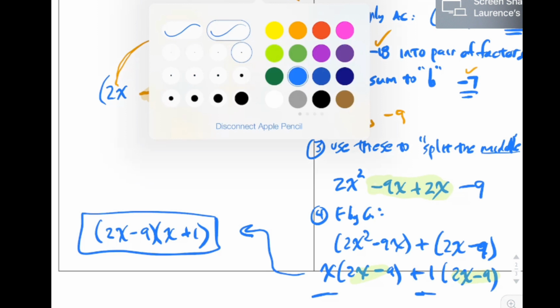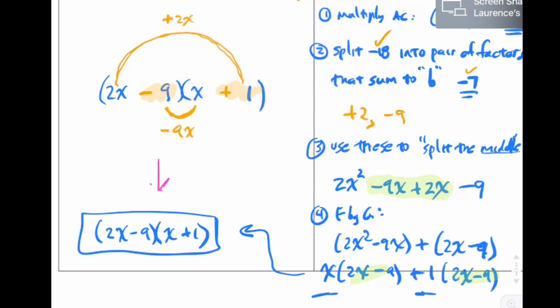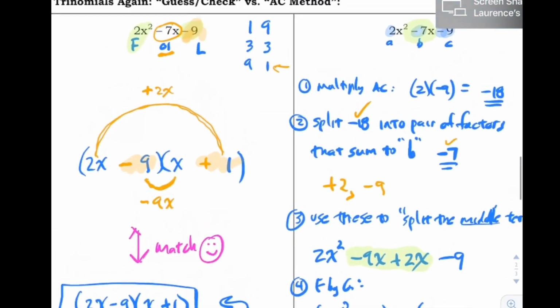And you'll notice it's a match. I got the same answer both times. That's a smile. Oh, man. I've got to get better at this pencil thing, don't I? Yeah, okay, so there I am. That's a match. So, which way do you like better?